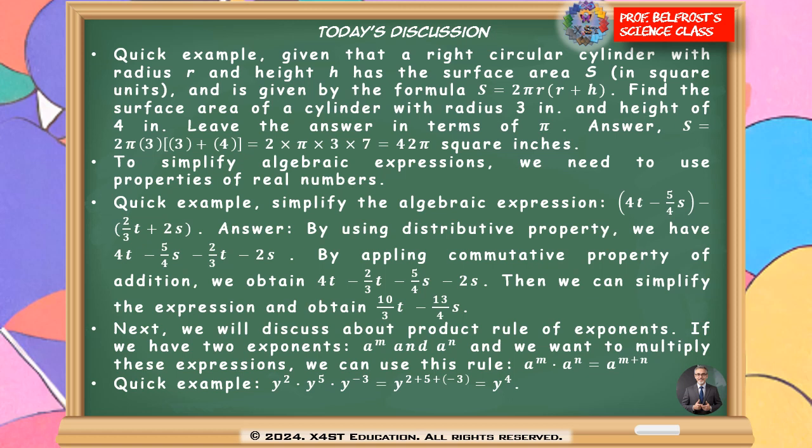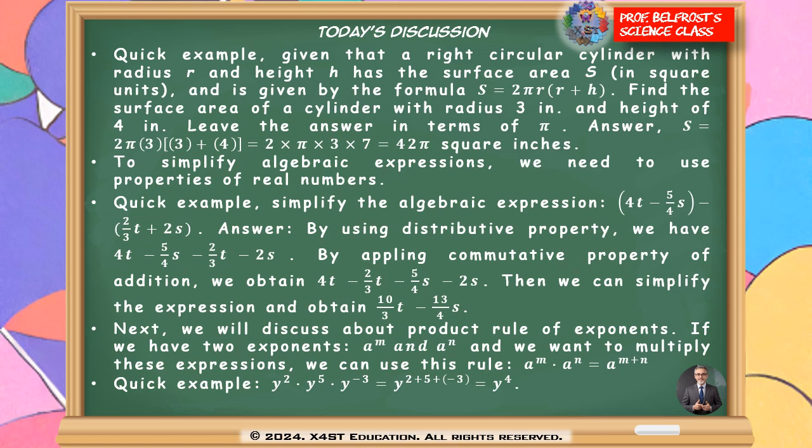Okay, but you need a strong concept of this to move to the next chapter of mathematics, right? So to simplify an algebraic expression, we just need to use properties of real numbers that have been taught before, right? Quick example: simplify the algebraic expression 4t minus (5/4)s minus (2/3 t plus 2s).